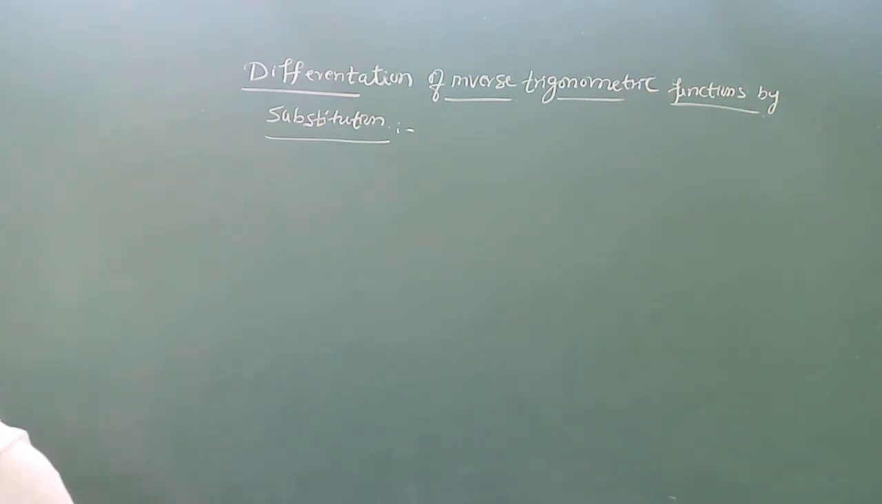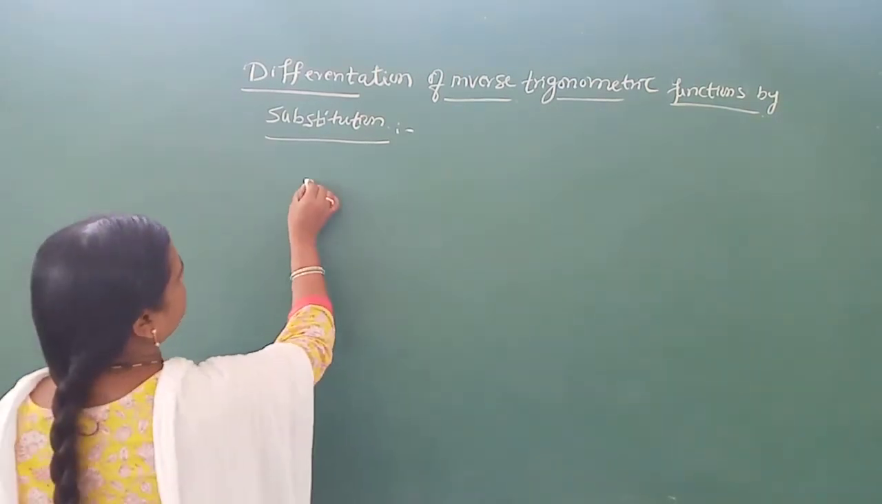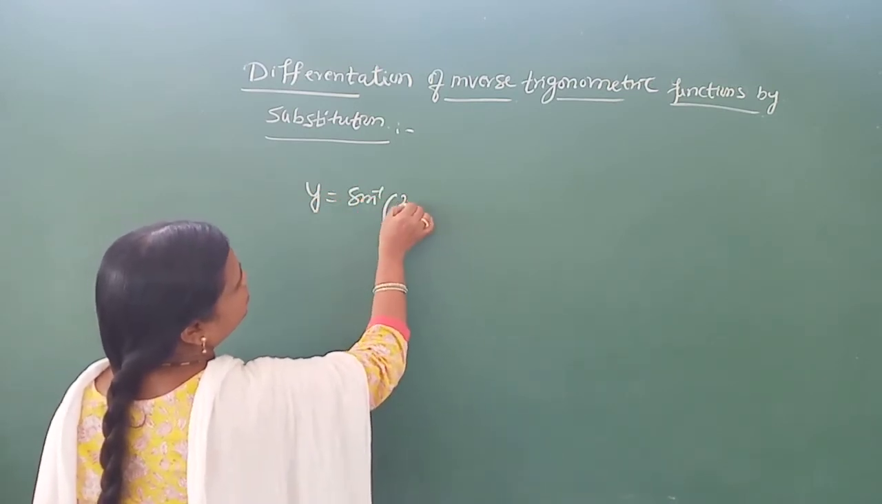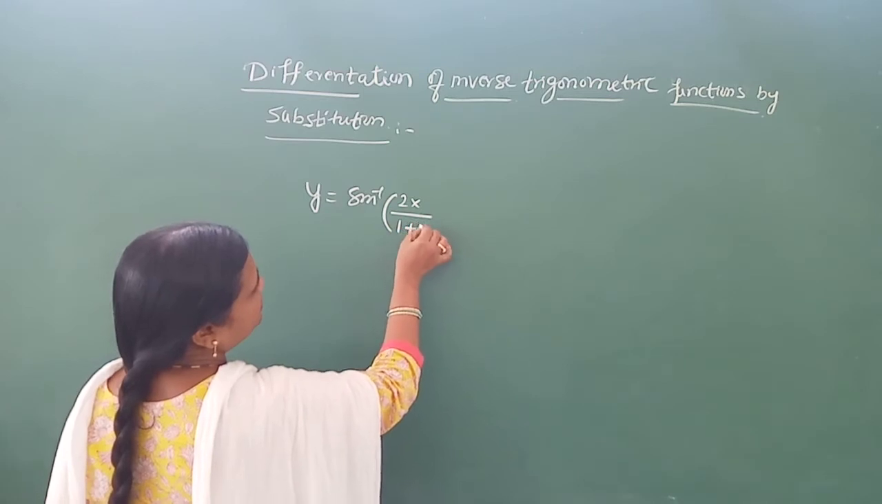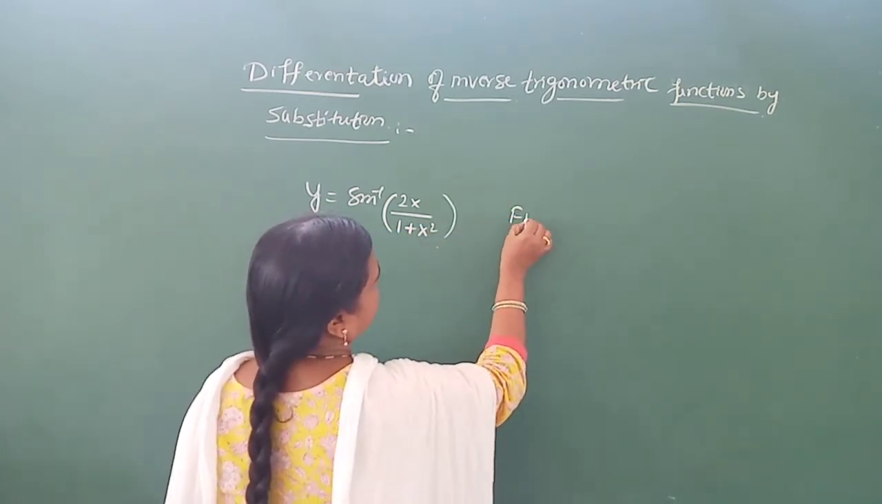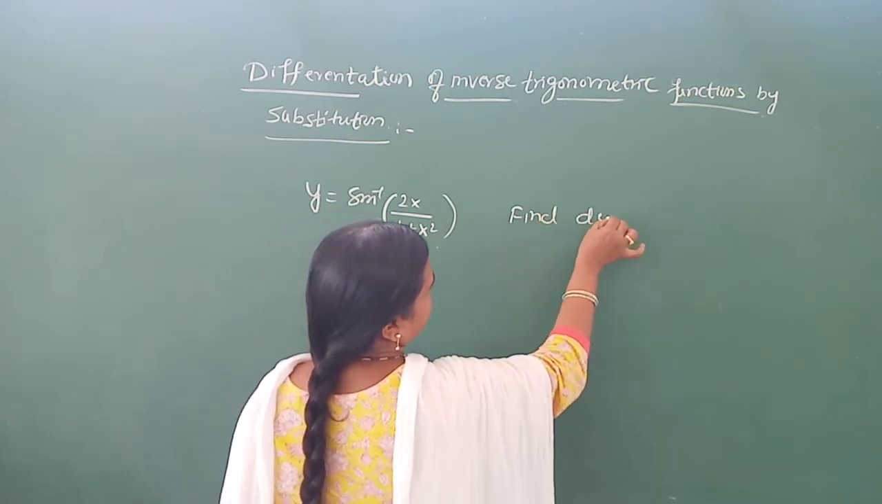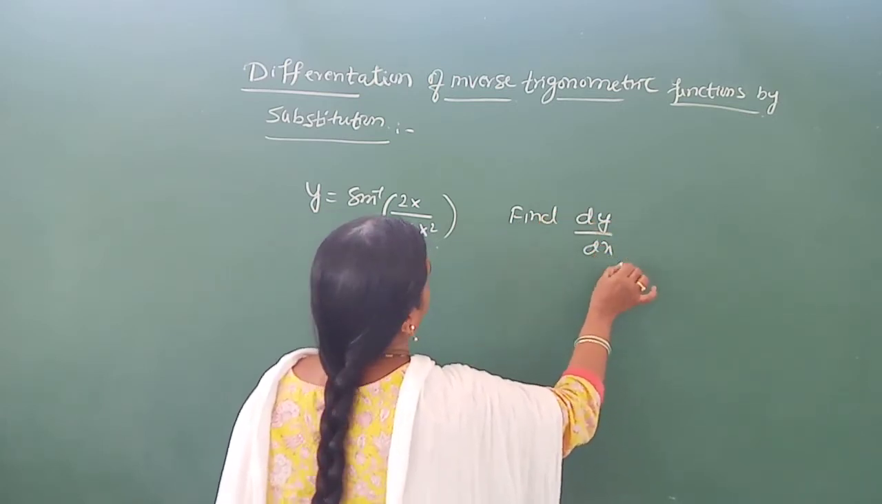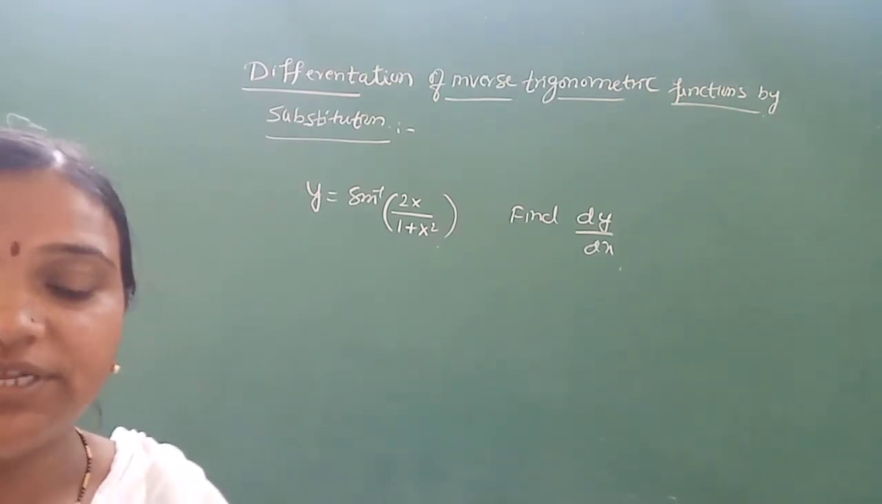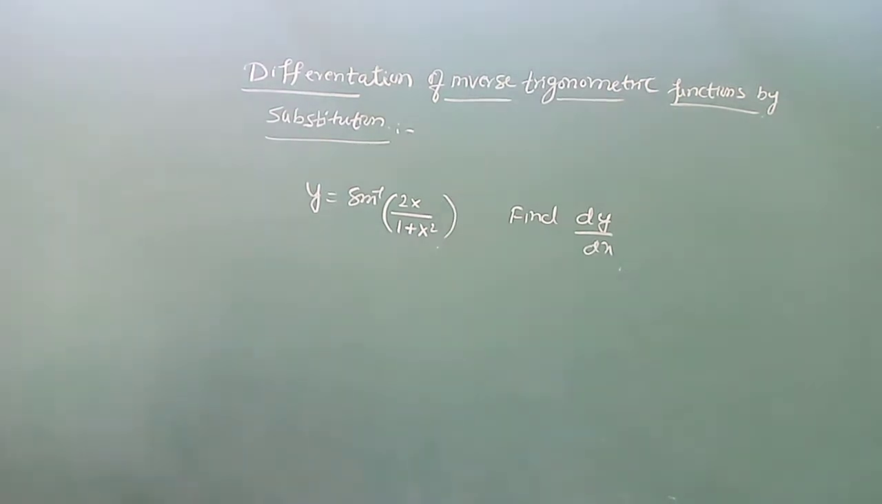The first example: y equals sin inverse of 2x by 1 plus x square. Find dy by dx. Y equals sin inverse 2x by 1 plus x square, then find dy by dx.